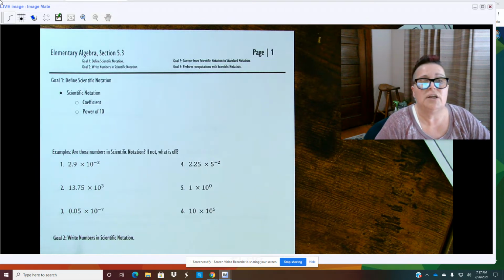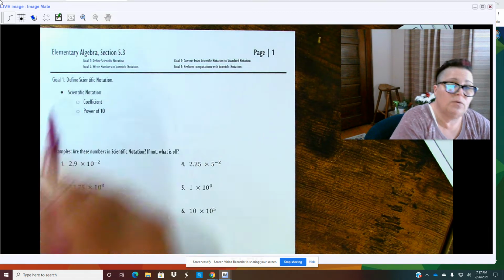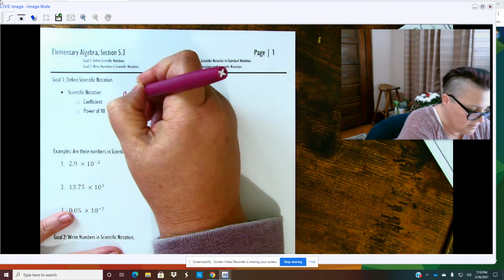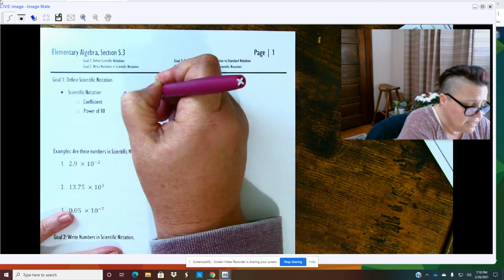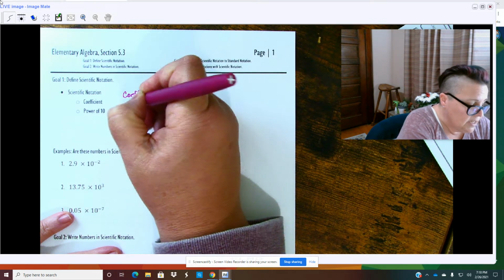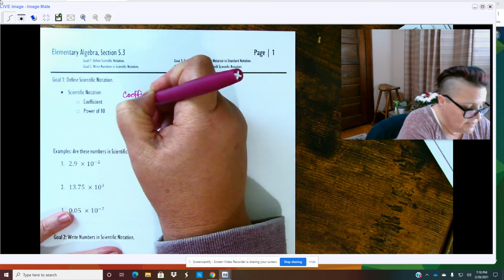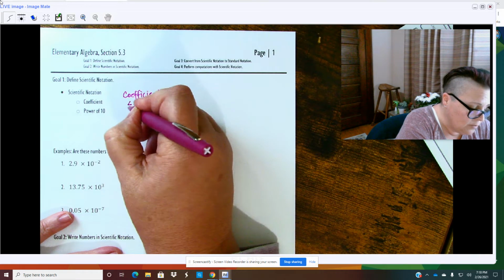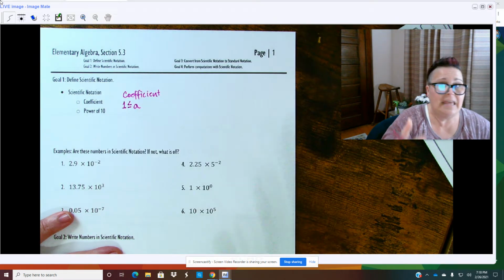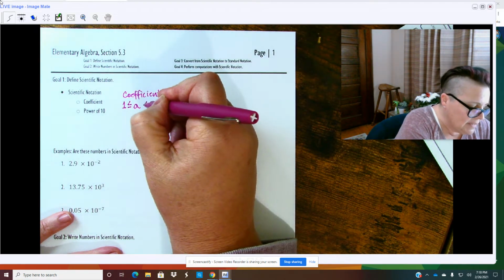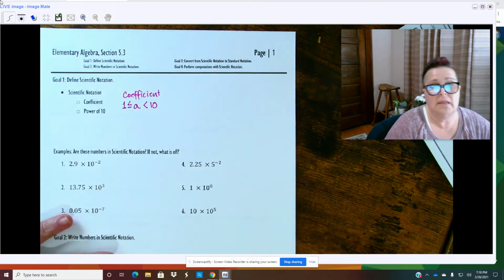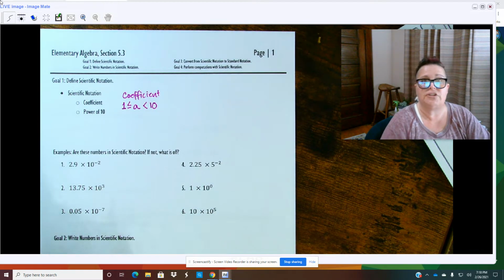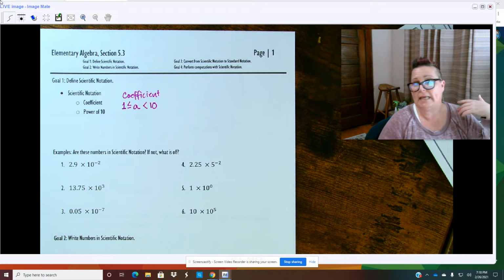All right. Scientific notation has two parts. The first part is known as the coefficient. The coefficient in scientific notation is, let's say A. We're going to call it the coefficient A. And it is bigger than or equal to 1. So it can be a 1, but it has to be less than 10. This is how we describe that coefficient. It needs to be between 1 and 10. It can be 1. It cannot be 10.